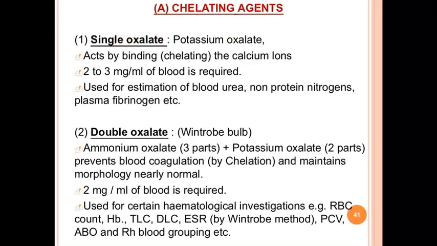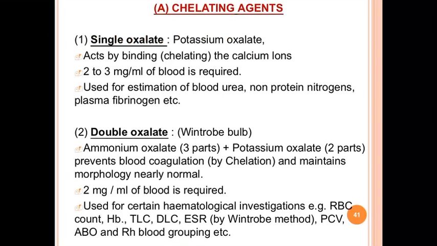First, in the chelating agents, single oxalate contains potassium oxalate. The mechanism of action is chelation of the calcium ion, so it is named chelating agent. The concentration required is 2 to 3 milligram per ml of blood, and it is used for the estimation of blood urea, non-protein nitrogen and plasma fibrinogen, etc.